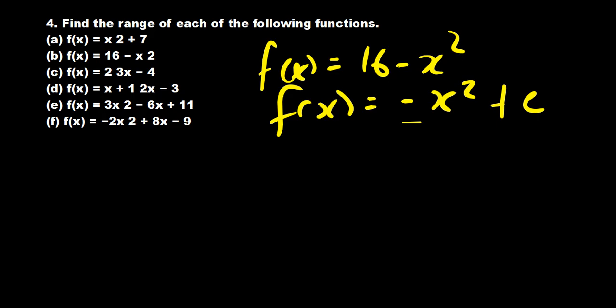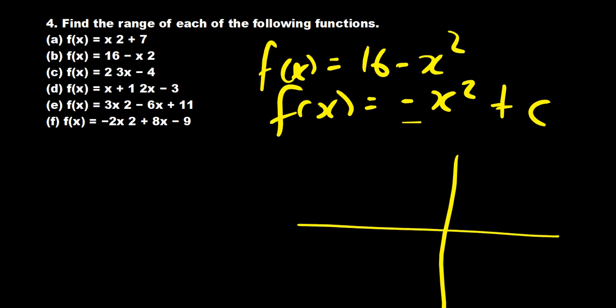In this case, the negative indicates that it opens downwards. The first one, because it was positive, was opening like that. Now because here there's a negative, it opens downwards. Before we even start drawing, let's first solve so that we find the critical points. How are we going to find the critical points?